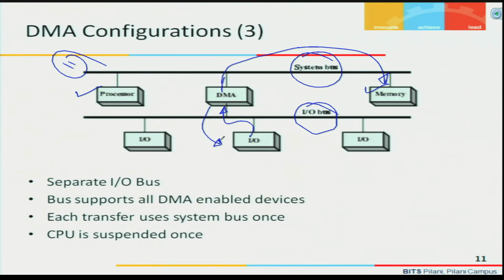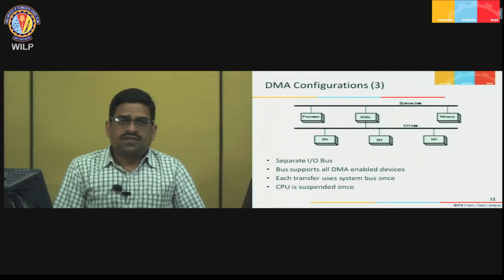The less the CPU suspension, the more the throughput will be. The CPU can do more activity, and whenever the CPU requires the buses it can use them. So these are the three configurations we have seen.